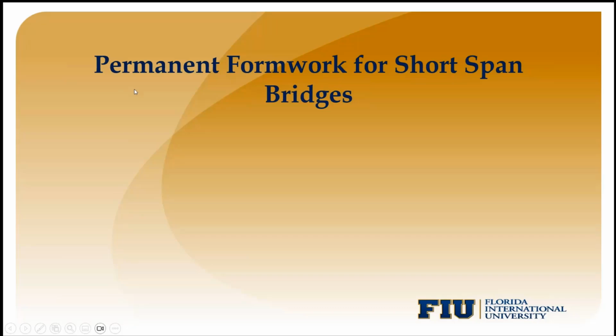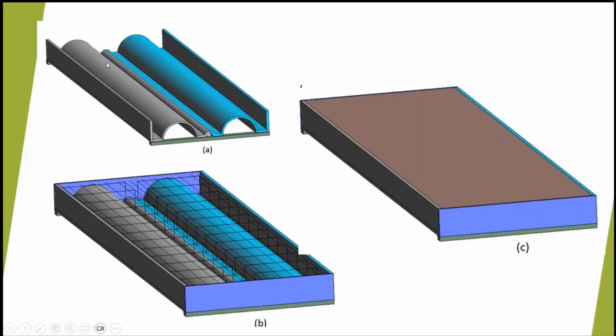Now, let me show you some other examples of the section printing that we've done. In this case, the idea is to print several elements like that, put them side by side, then put the steel cage and then fill it up with the concrete.